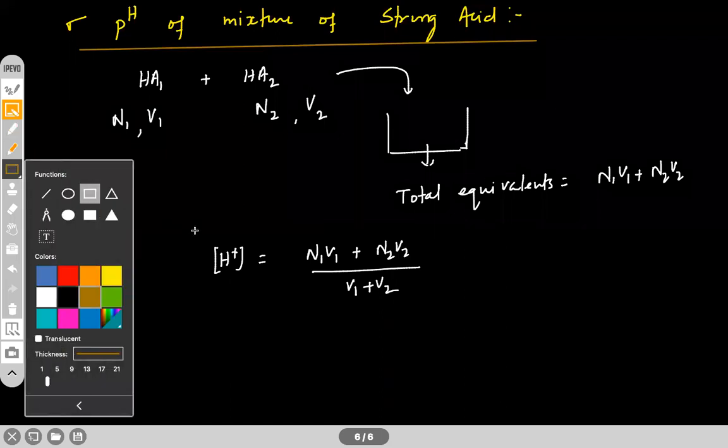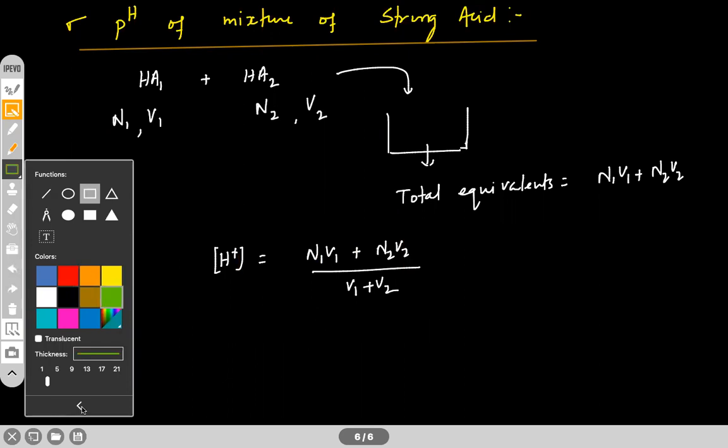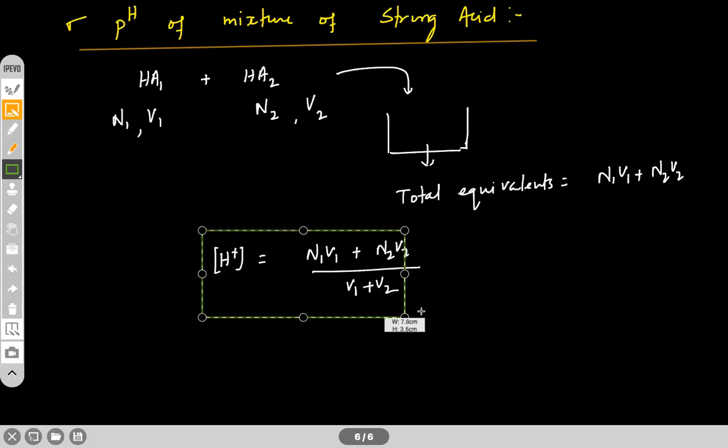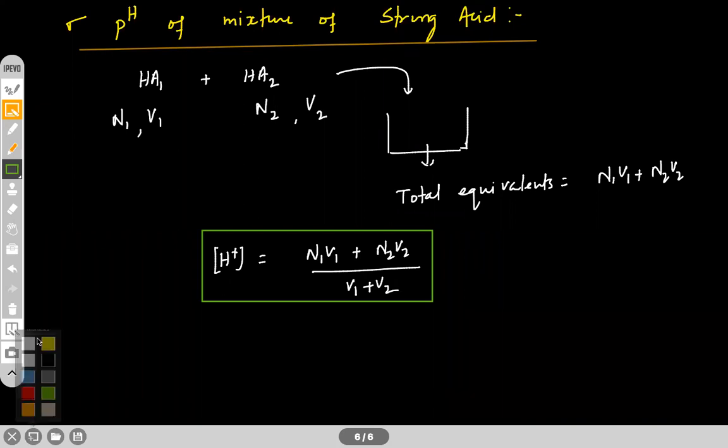If you have more than two acids present, then we can have one more component of equivalents, N3V3. That is the only difference. So once you get H plus concentration, you'll get pH again. Okay, now do this question.